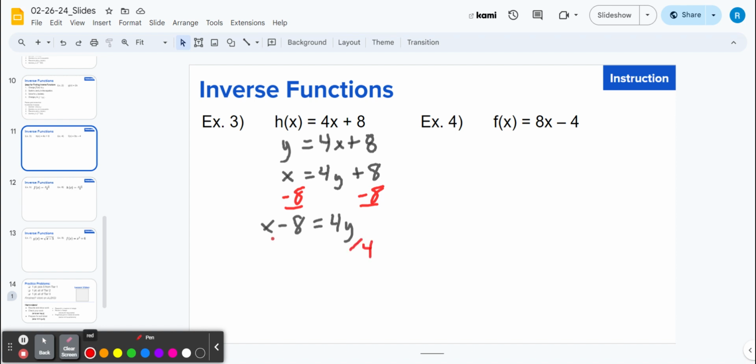And it's important that we divide the entire left side by 4. We can't just divide certain parts. We need to divide the entire left side by 4. We'll get x minus 8 over 4 equals y. And then we'll do that final step of switching our notation up, our inverse. Oh, and in this case, it's an h. Make sure we grab that. That's important there. h inverse of x is equal to x minus 8 over 4.